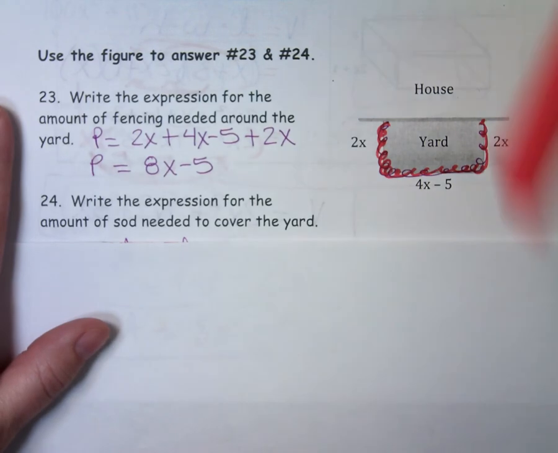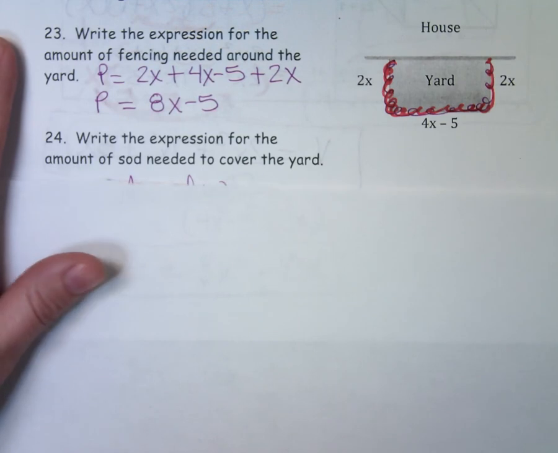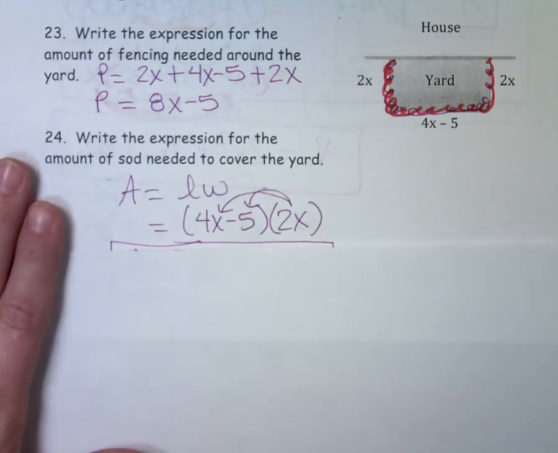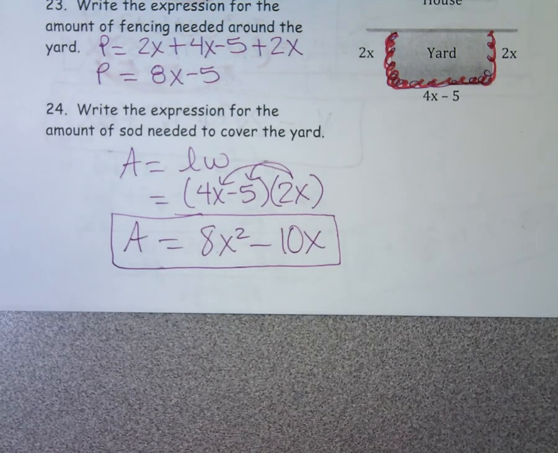Okay, and if I want to know how much sod I need to cover the yard, well, that's area. And so if I want to find the area of my yard, I just take length times width. And when I multiply my length times my width, then I distribute. I get 8x squared minus 10x.